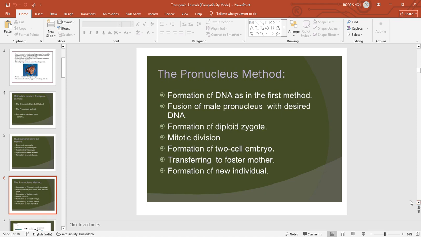Pronuclear method. Once you have the foreign gene vector available, you fuse it with the male pronucleus with the desired DNA. Formation of a diploid zygote. Then mitotic division will occur, forming two-cell embryos, and once the two-cell embryo is formed, it's transferred to the foster mother, and a new transgenic animal will be born. So this is the pronuclear method.